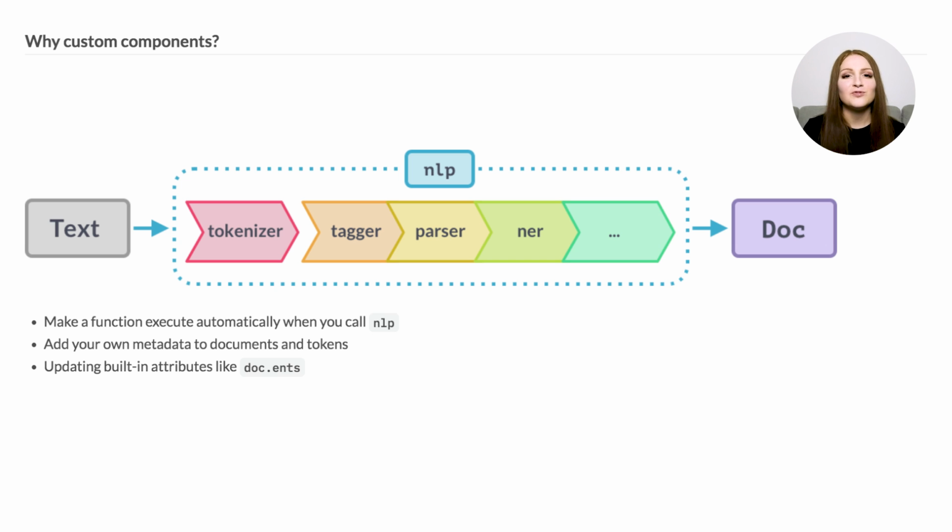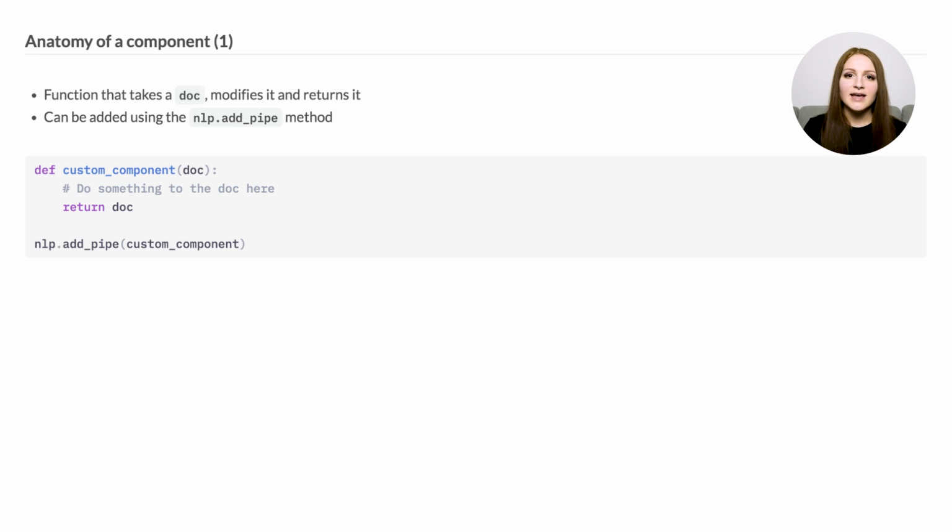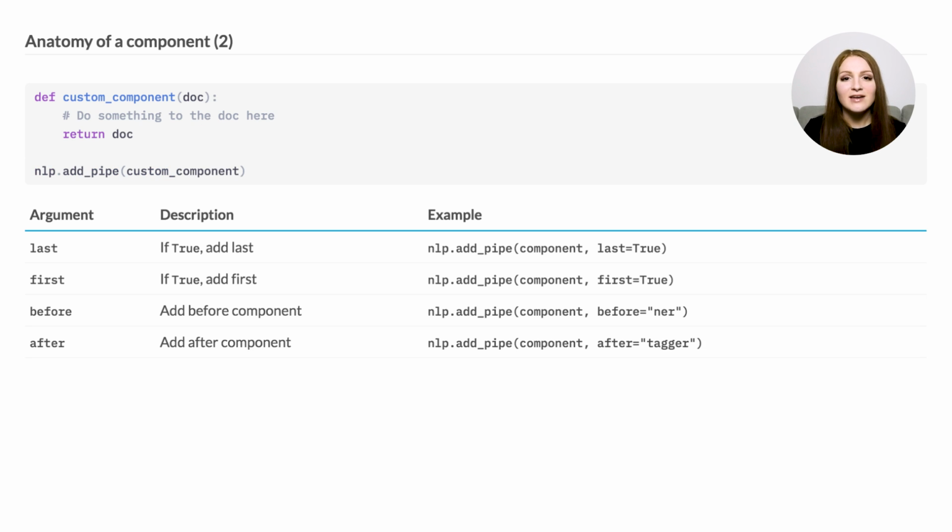You can also use them to update built-in attributes like the named entity spans. Fundamentally, a pipeline component is a function or callable that takes a doc, modifies it, and returns it so that it can be processed by the next component in the pipeline. Components can be added to the pipeline using the nlp.add_pipe method. The method takes at least one argument, the component function. To specify where to add the component in the pipeline, you can use the following keyword arguments.